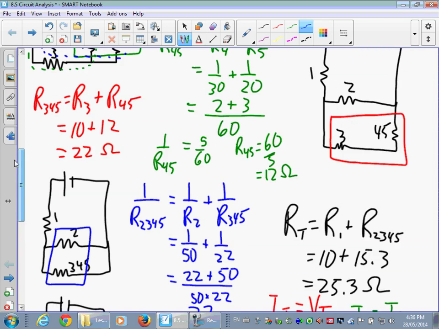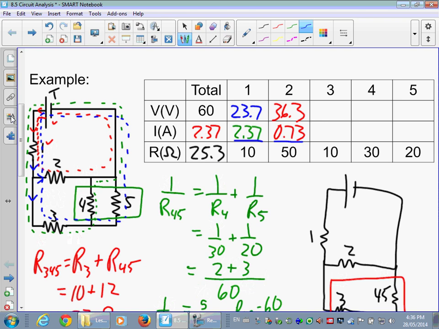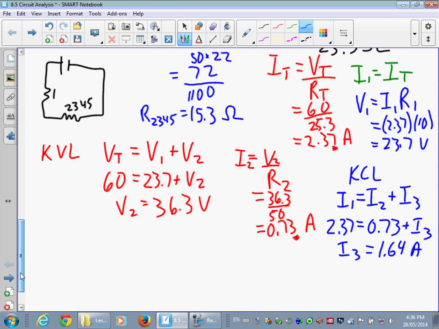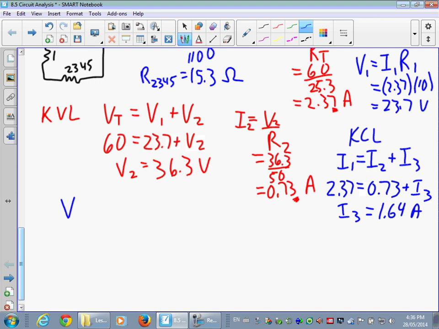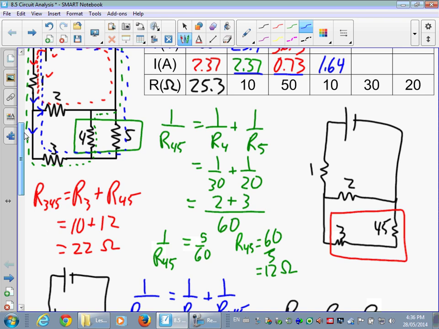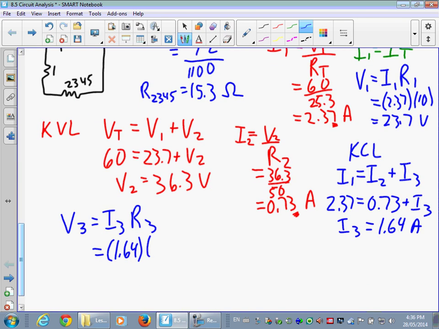So let's go back up to the top. 1.64 amps. We can also calculate V3, knowing that we can use Ohm's law, I3 times R3. So 1.64 times 10, nice easy calculation there, 16.4 volts.